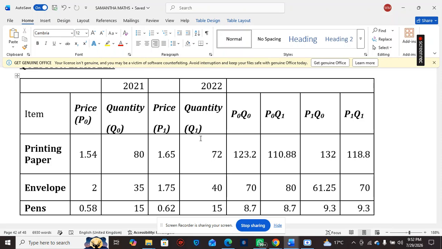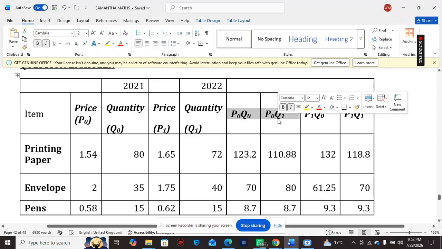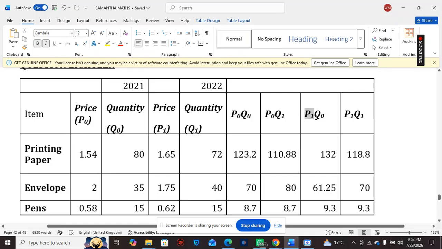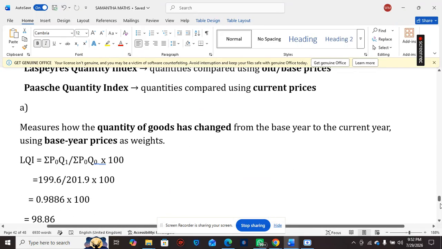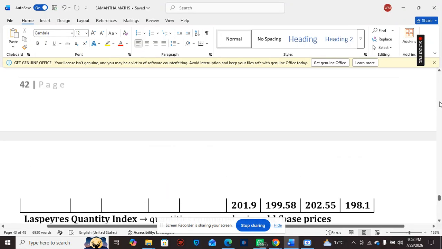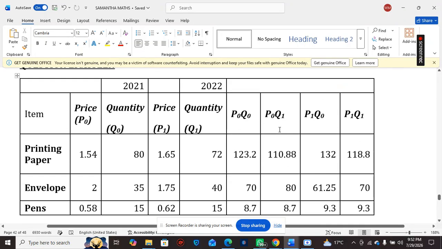As you can see, P0 Q0, P0 Q1. Then here P1 Q0, P1 Q1. That's how you're going to make your table. Because once you make this table, it's going to be easy to put in the formula when you come to the formula. You already have all this information in the table. So you just have to make these four columns. Now, before I proceed, any questions?